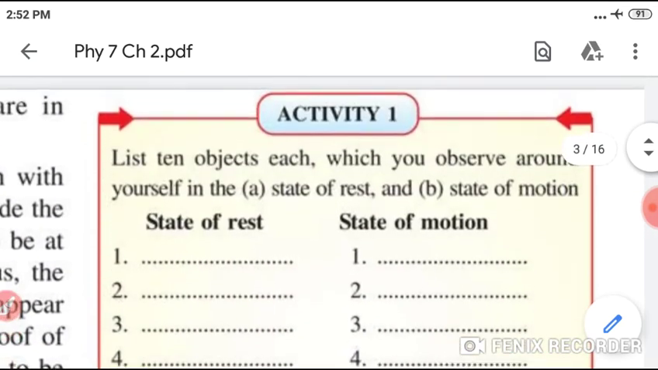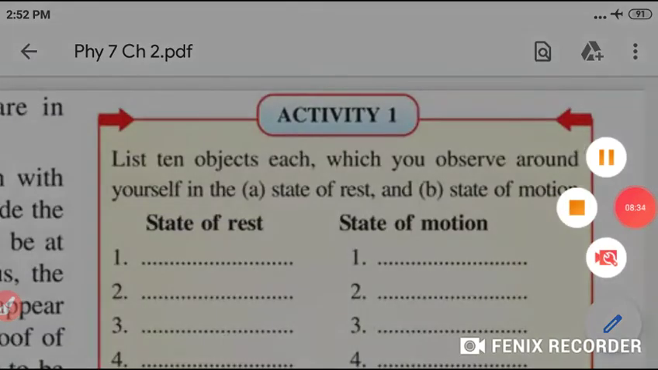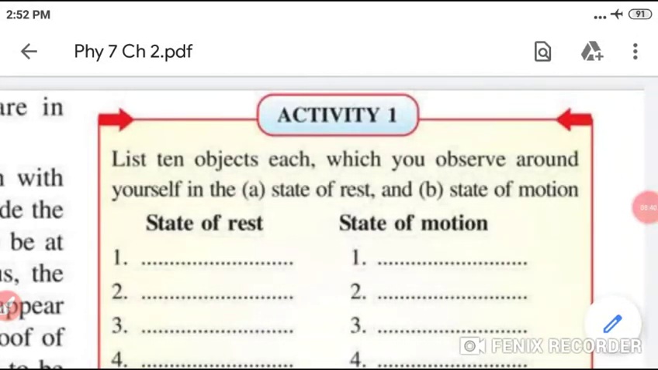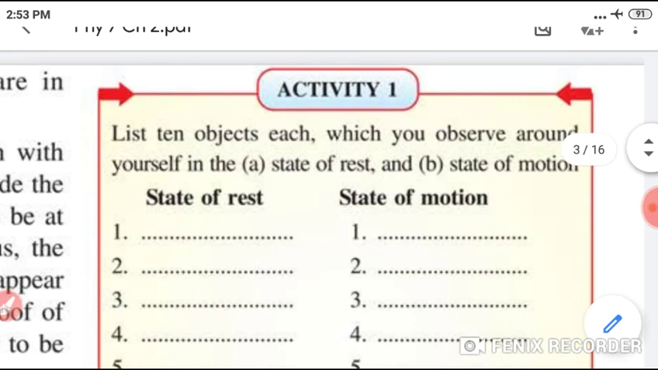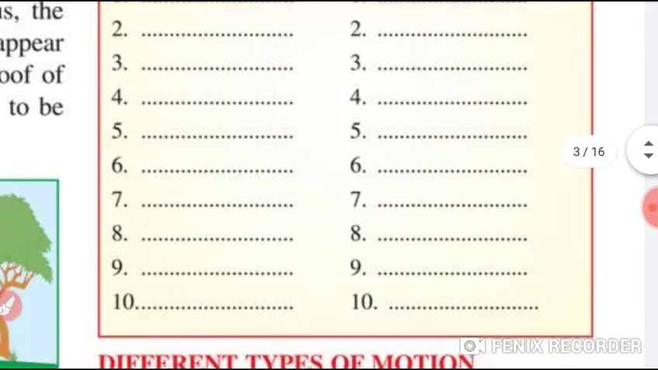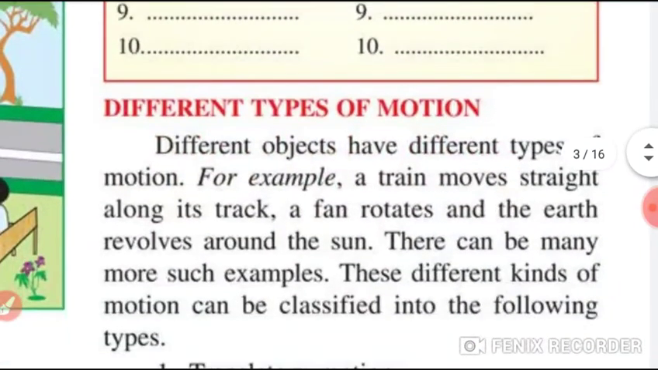So, students, there is one activity given here. You should see this activity. List 10 objects each which you observe around yourself in the state of rest and in the state of motion. Students, try to do this yourself.